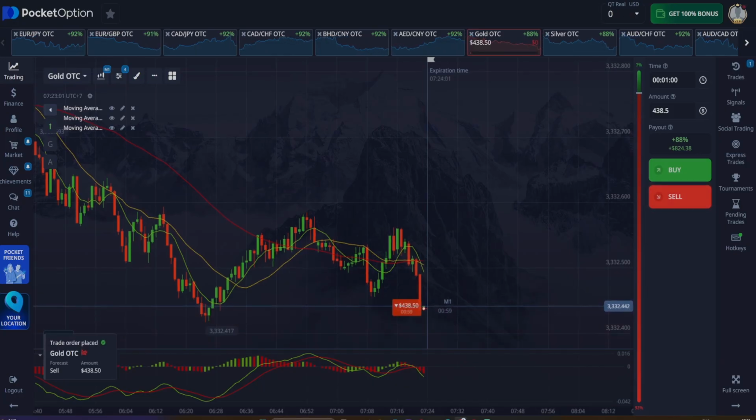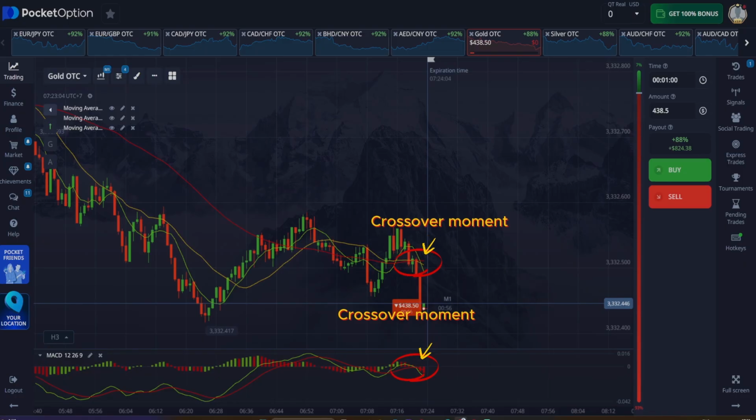I'm entering a sell position because a clear bearish crossover has just appeared on the moving averages, where the faster line crosses below the slower line. This signals that short-term momentum has shifted downward, and sellers are starting to dominate. At the same time, the MACD indicator also confirms with a bearish crossover, where the MACD line moves below the signal line.